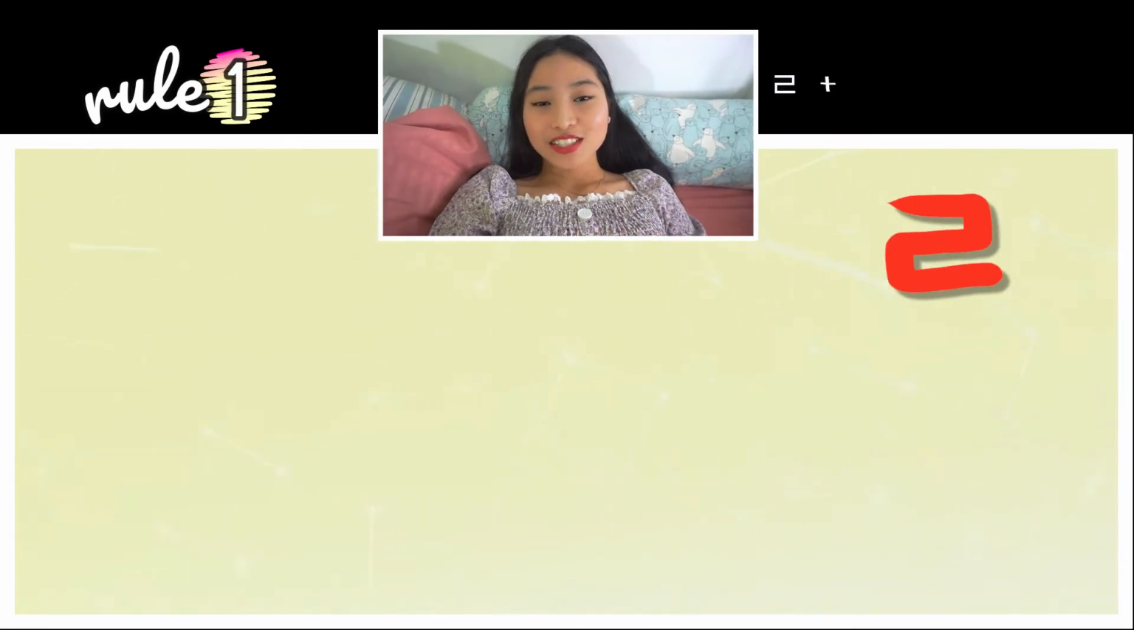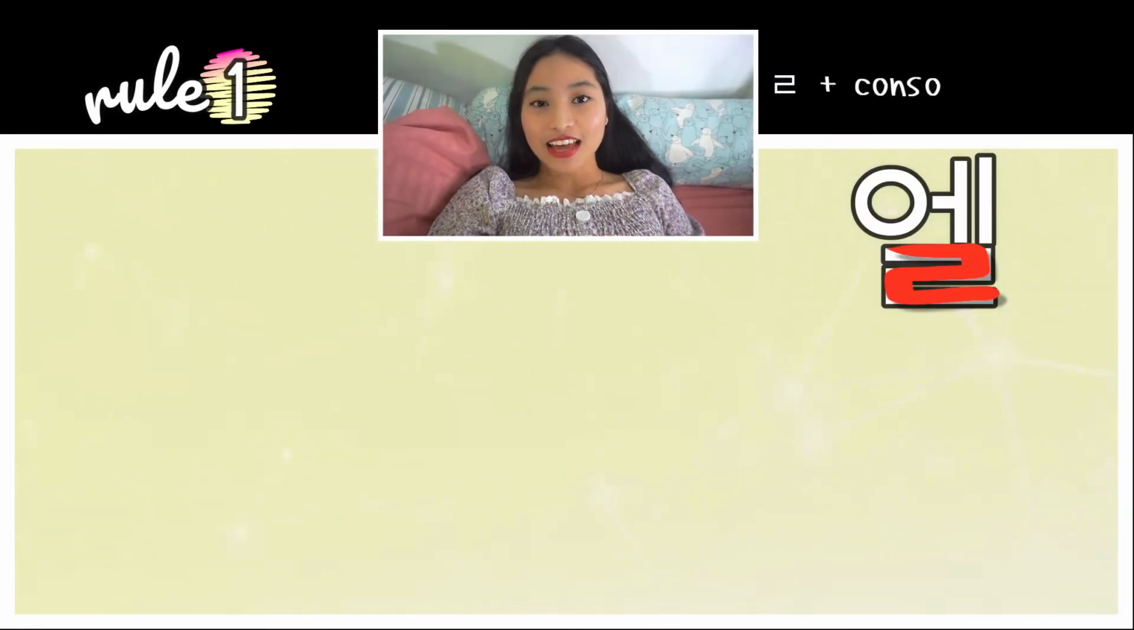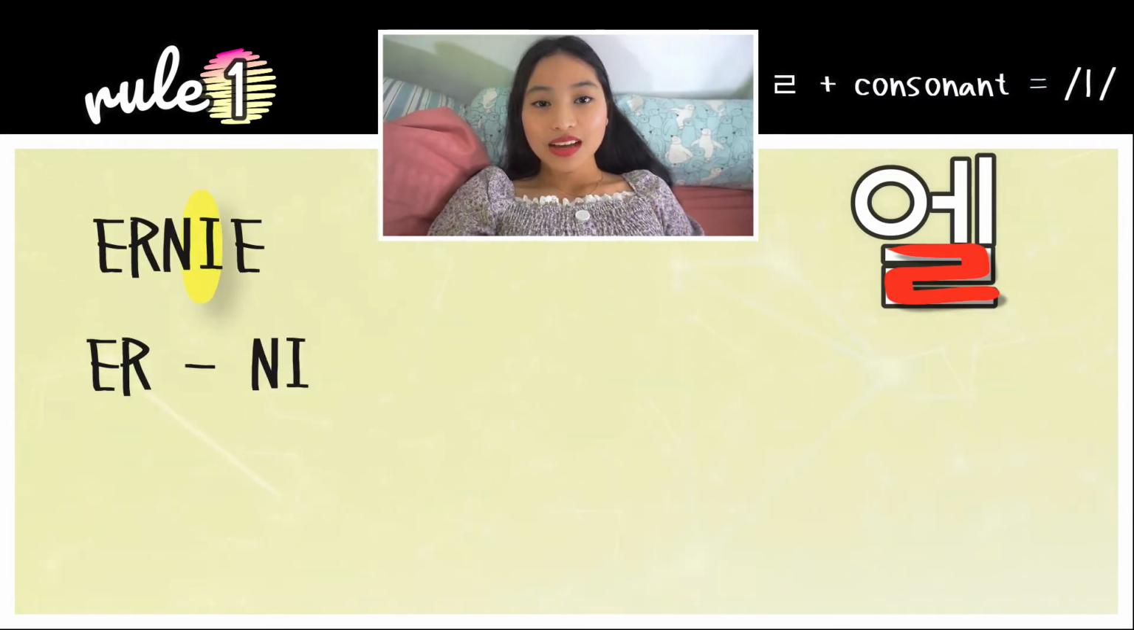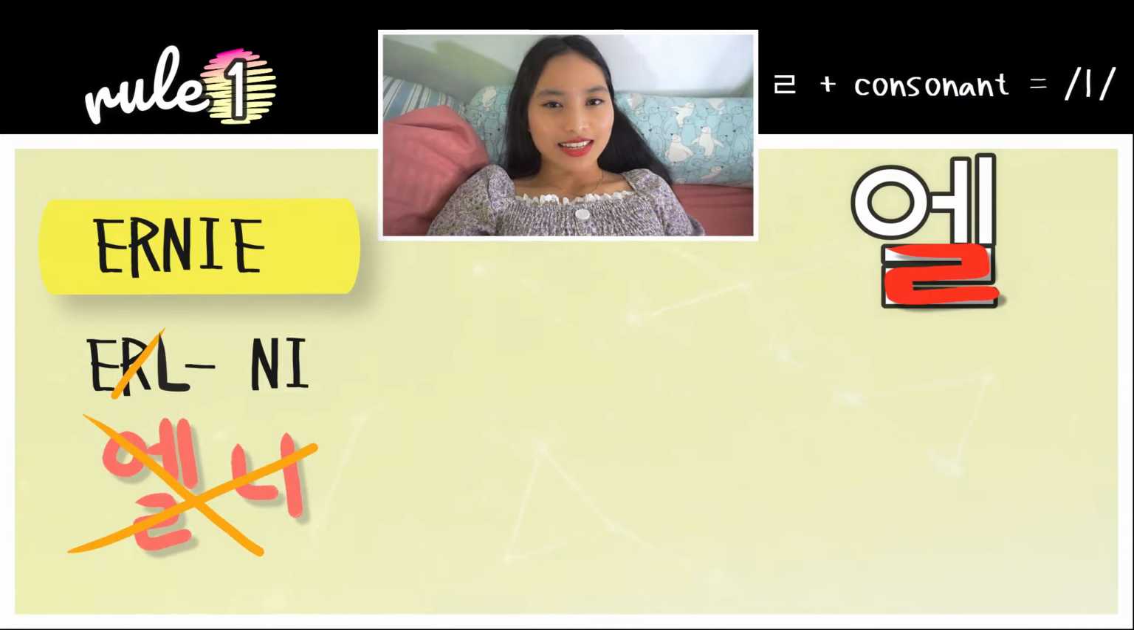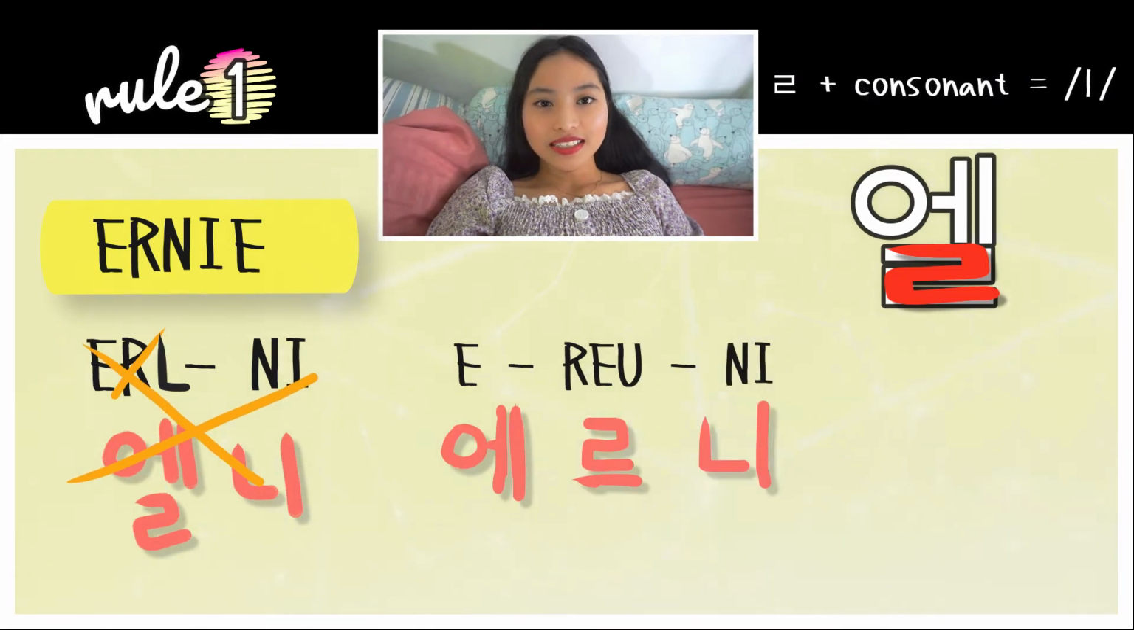A real that is used as a final consonant and then followed by another consonant should be pronounced as an L. That is why this is pronounced as elni. So how do we fix this? We separate the R sound. This will become ni. We did this because Ariel, if sandwiched by 2 vowels, will be pronounced as an R.